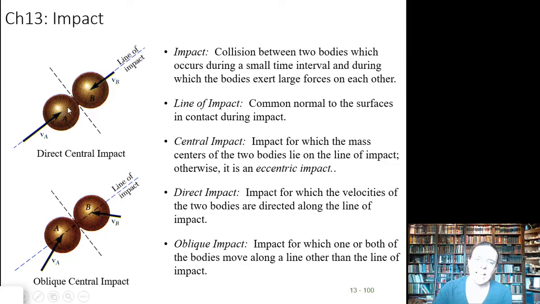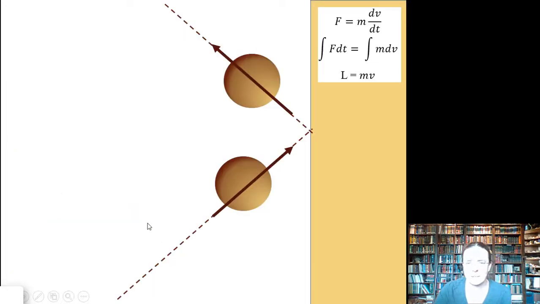If you just connect the centers of the objects that are hitting one another, this line of impact is the direction that forces are going to act in. And velocities will only change based on the force along this line of impact. So let's go ahead and look at a couple more detailed diagrams.